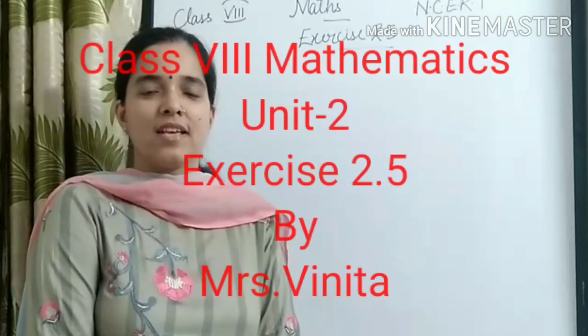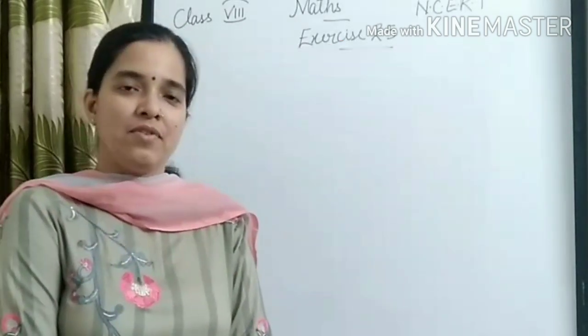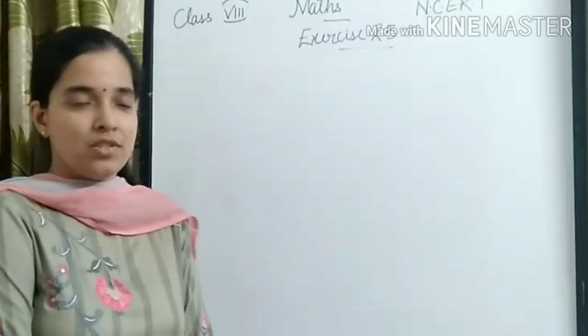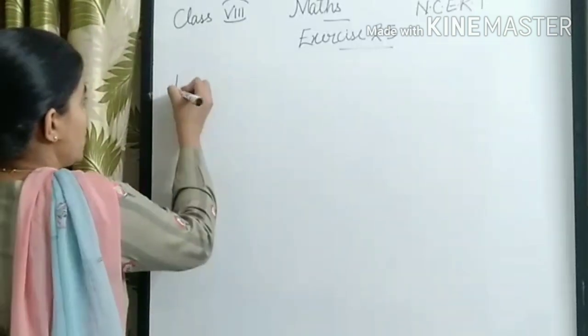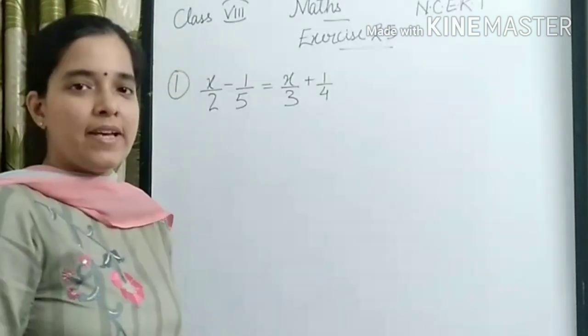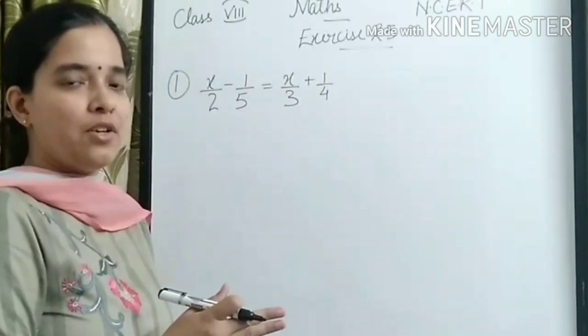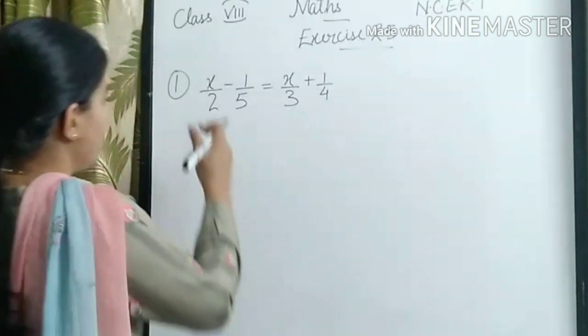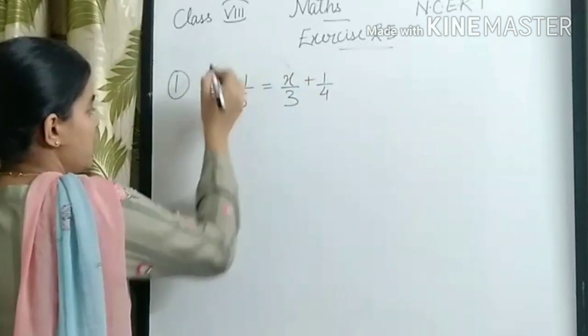Today we will discuss exercise 2.5 of class 8th NCERT. First I am taking the questions. The first question is: always take the like terms on one side of the equal to sign and the other terms on the other side. Like I will take these 2x terms on one side.